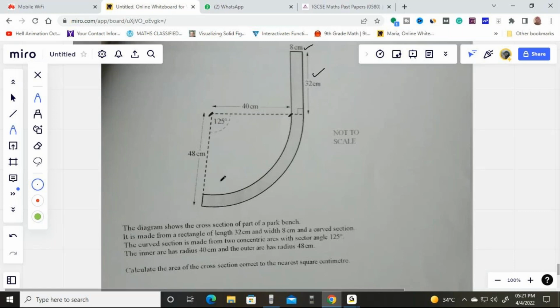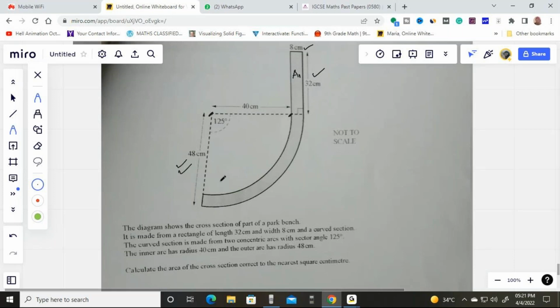And the radius of the outer arc is 48 centimeter. All right, we need to find out the area of the cross section and we need to correct our answer to the nearest square centimeter. So it's too easy. First of all, you need to find out area of this rectangle. I call it A1, much better.